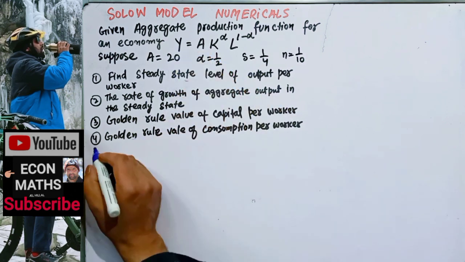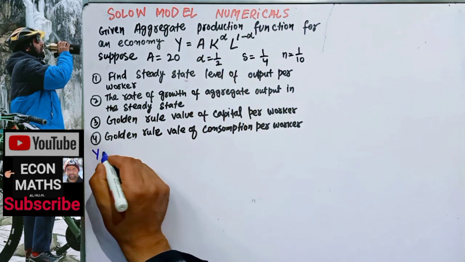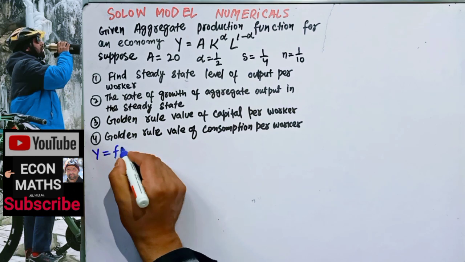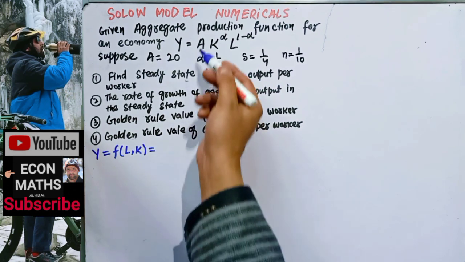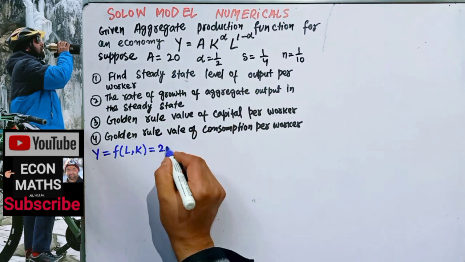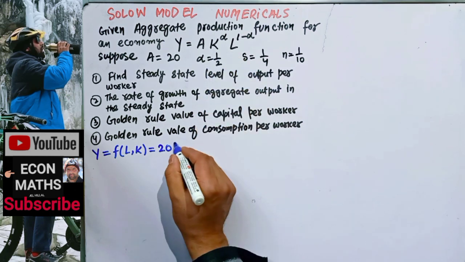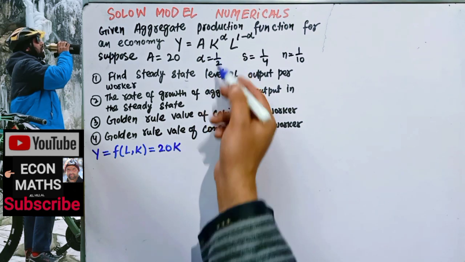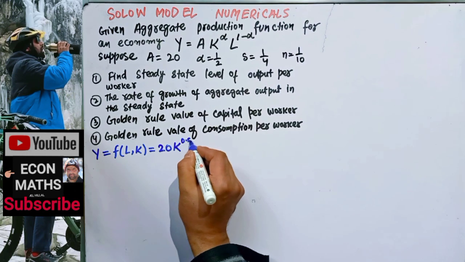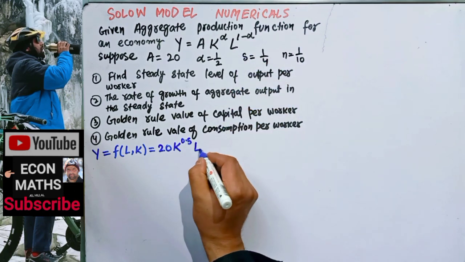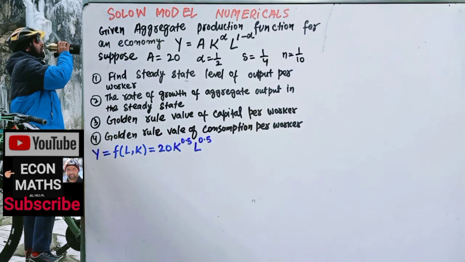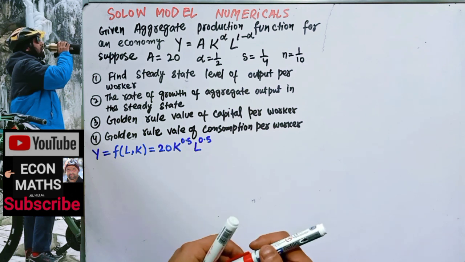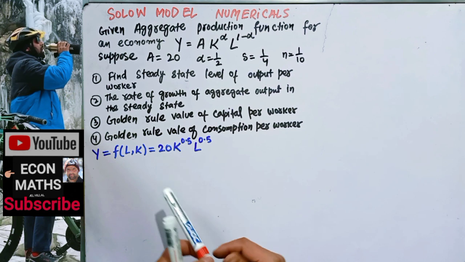So let's write it in this fashion, that is Y is a function of labor and capital, which is equal to 20, the value of A being given, K raised to the power alpha, which is 1/2, we can write it as 0.5, and L raised to the power 1 minus alpha, that means 1 minus 0.5, it is again 0.5. So first thing is, we write this aggregate production function in intensive form. By intensive form, what we mean is we write it in per worker form.